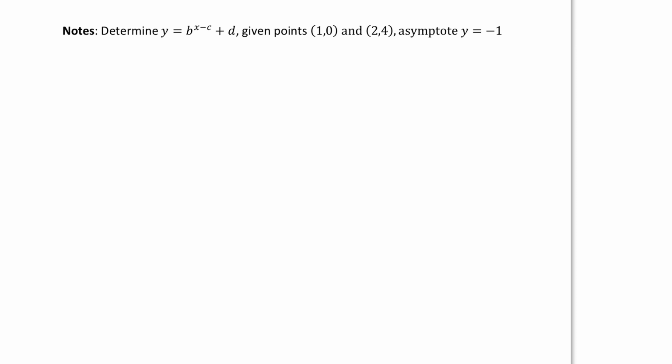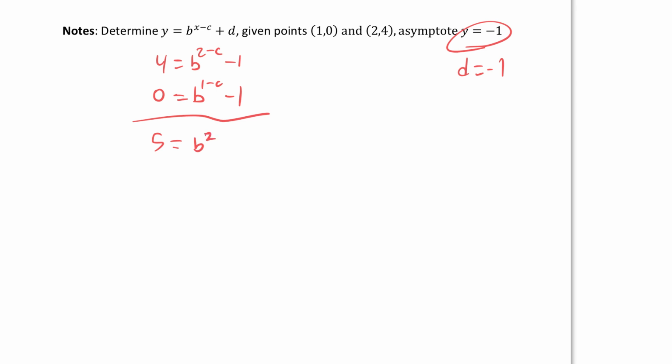All right, so hopefully you gave that a try. Instead of giving you the graph, I'm just giving you the points, but it should be the same approach. This tells you that d equals negative 1. Here, your points (2, 4) and (1, 0) can be plugged in, so we get 4 equals b to the 2 minus c minus 1, and 0 equals b to the 1 minus c minus 1. We go ahead and move the negative 1 over, so we get 5 equals b to the 2 minus c, and 1 equals b to the 1 minus c.